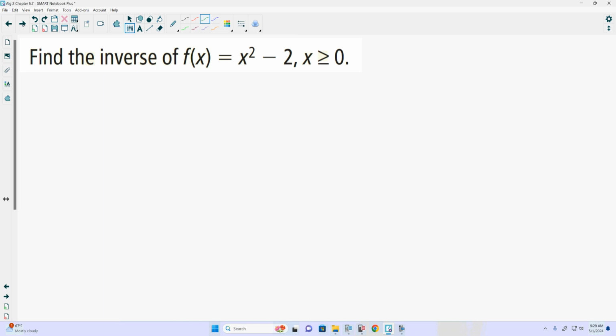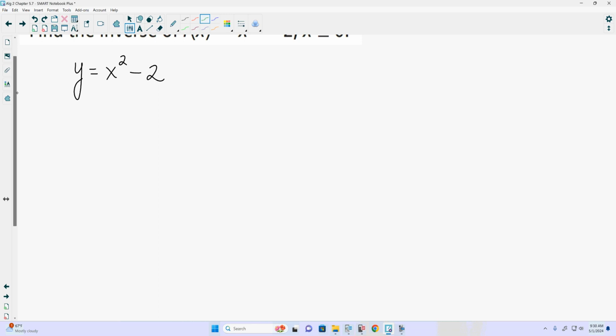Find the inverse of x squared minus 2, where x is greater than or equal to 0. So again, we have the positive case with our plus or minus. So we replace f of x with y, so y equals x squared minus 2. Switch x and y. Solve for y.